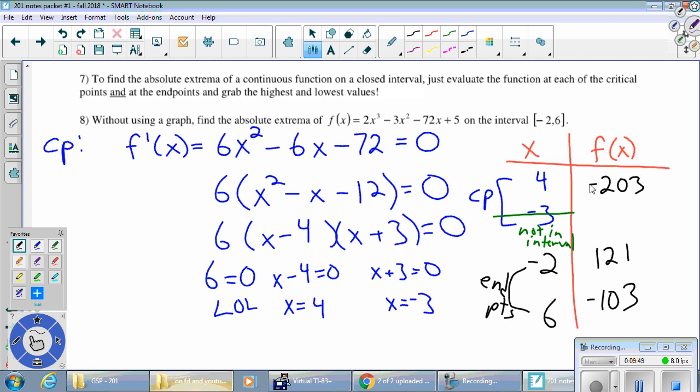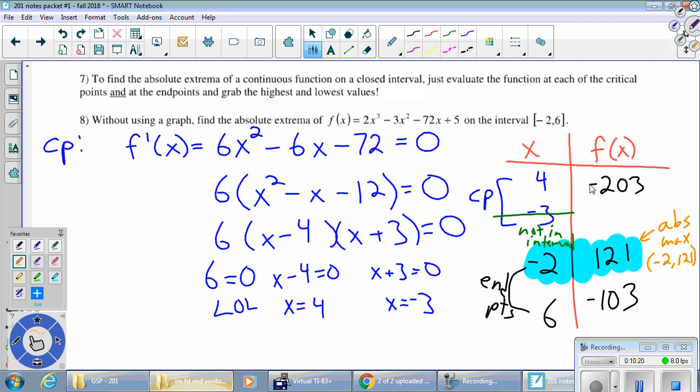Okay, and I claim that the absolute maximum on this interval is wherever the y value is the highest one. And so I can see that right here, 121 is the biggest number of that collection of 3 y values. So this right here, absolute max: -2, 121. Okay, that's good.